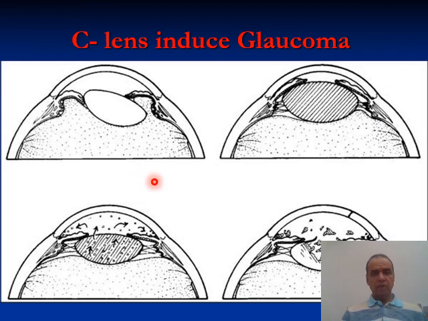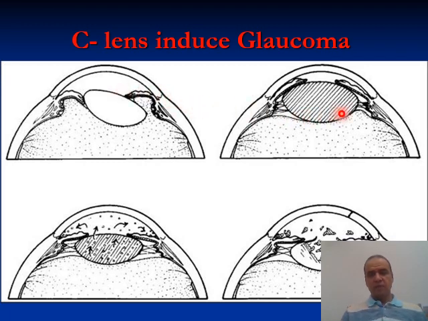The lens can induce secondary glaucoma by many mechanisms, including, for example, what is called ectopia lentis, when there is weak zonules and subluxation of the lens, so the lens might move forward and be incarcerated within the pupil, leading to blockage of passage of aqueous from the posterior to the anterior chamber and leading to pupillary block glaucoma.